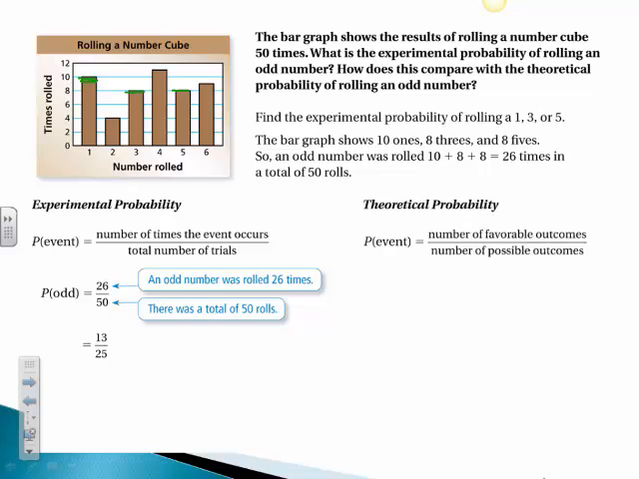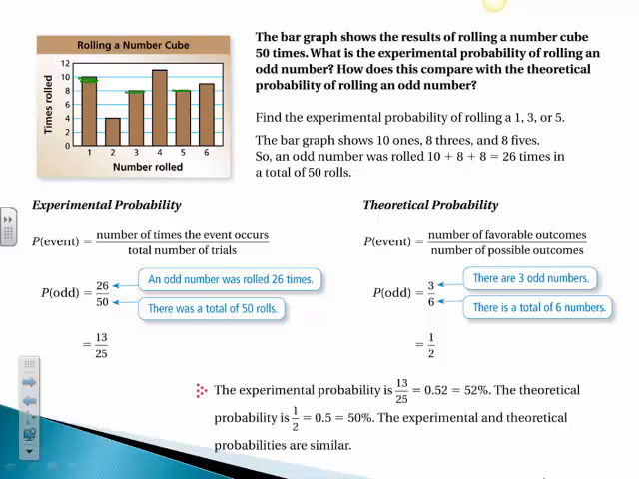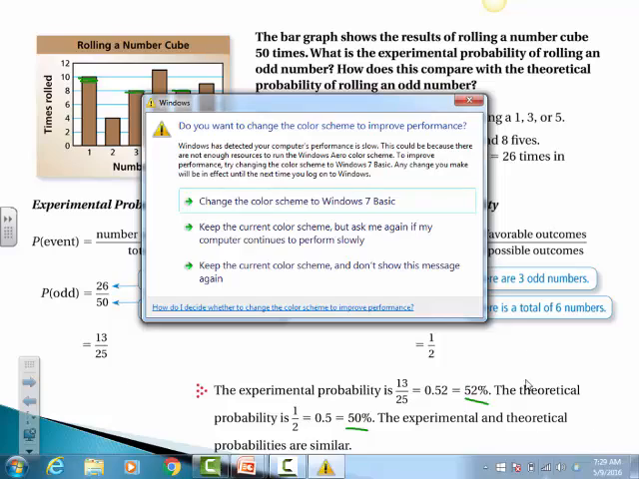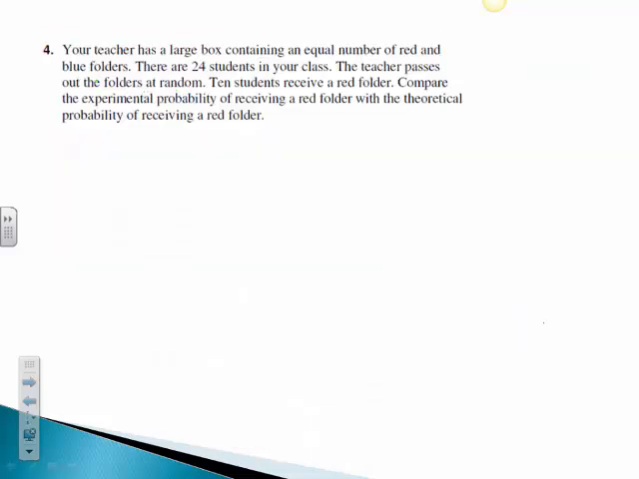The theoretical probability is what we expected to happen if it was perfect. So 3 odd numbers out of 6 numbers, so it's 1/2. So the experimental probability ended up being 52%, whereas if it was a perfect situation, it would have been 50%. So we can say, because they're really close, the experimental and theoretical probabilities are similar, okay? And if it was very different, we could say they are very different, just like that, okay? I'm not looking for a lot of vocabulary in your explanation. All right, go ahead and try this example.